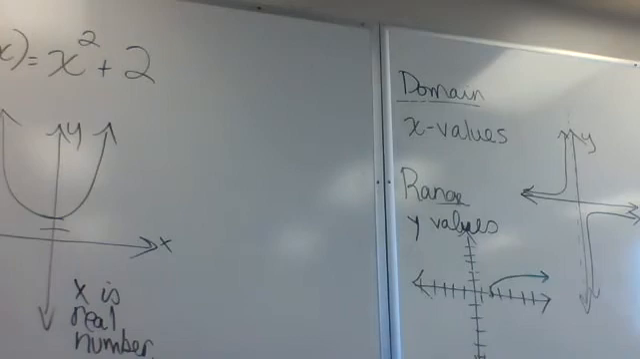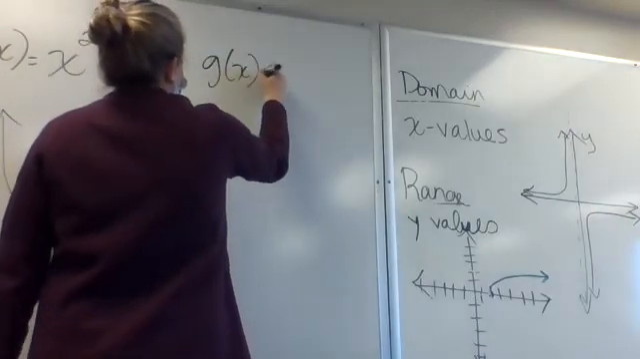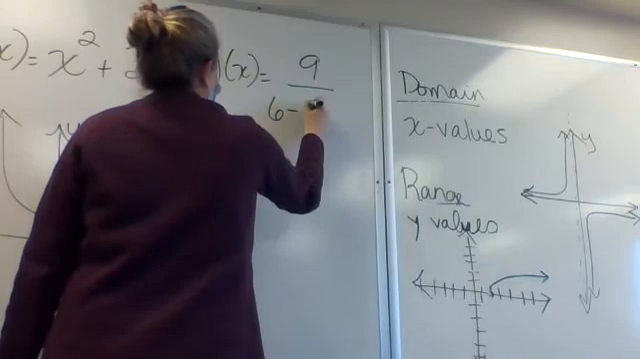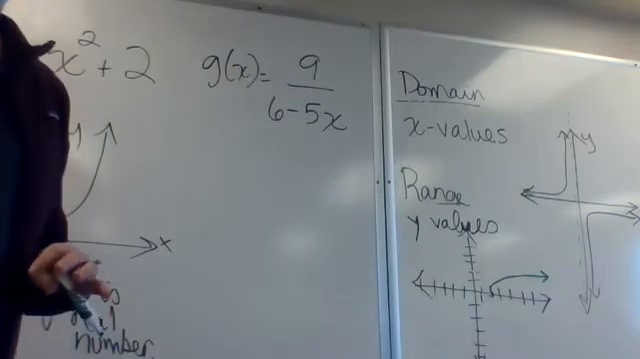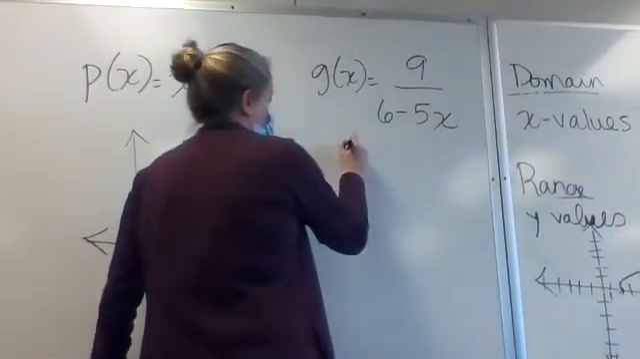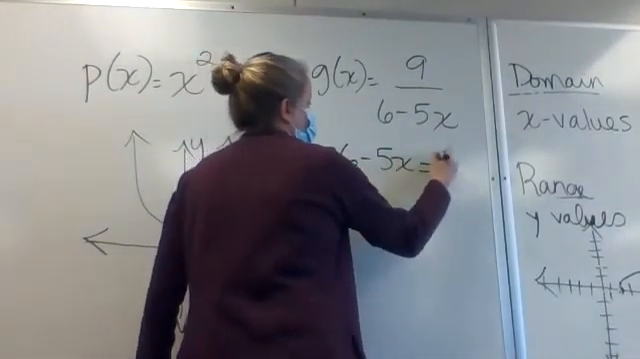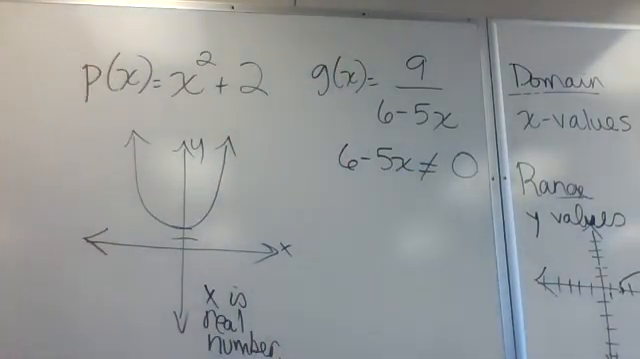All right, number 6, G of X equals 9 over 6 minus 5X. So we do have a fraction, and it's got an X in its denominator. So what do I need? It is going to have a restriction. I need to say, well, 6 minus 5X cannot equal 0, because that makes it undefined. You can't divide by 0.